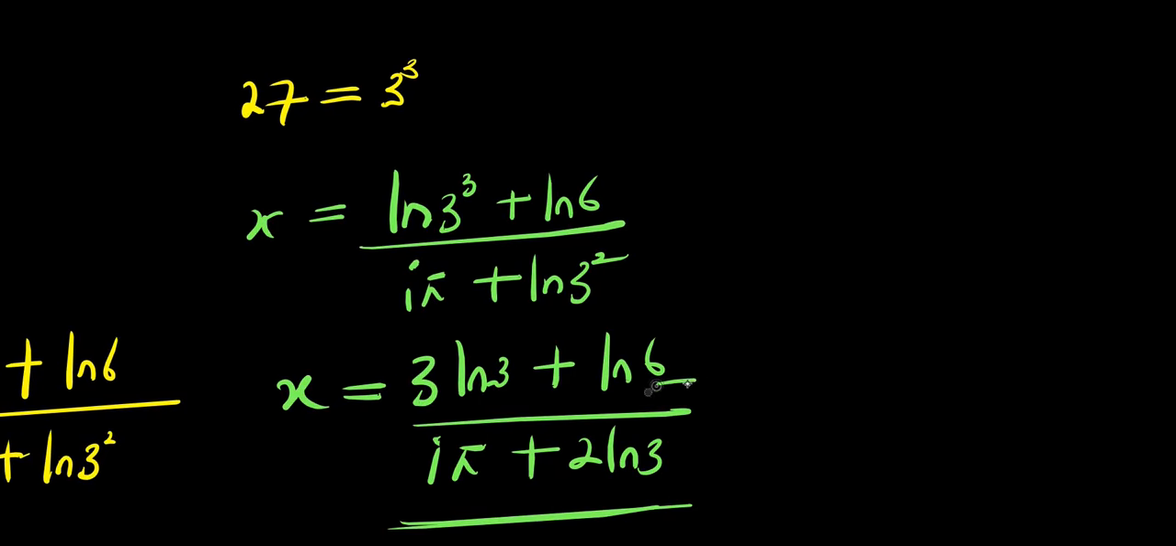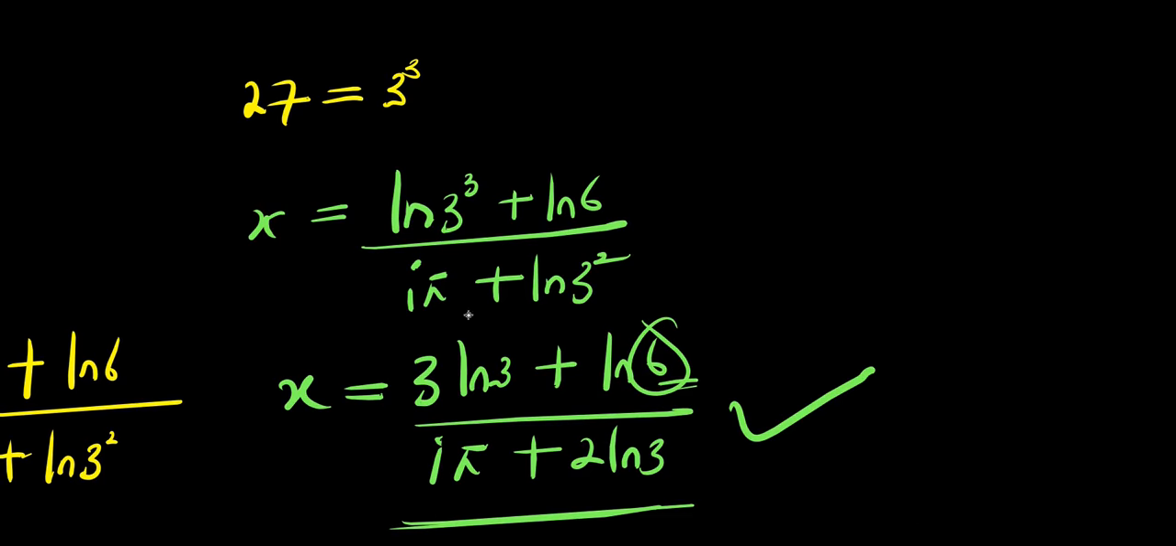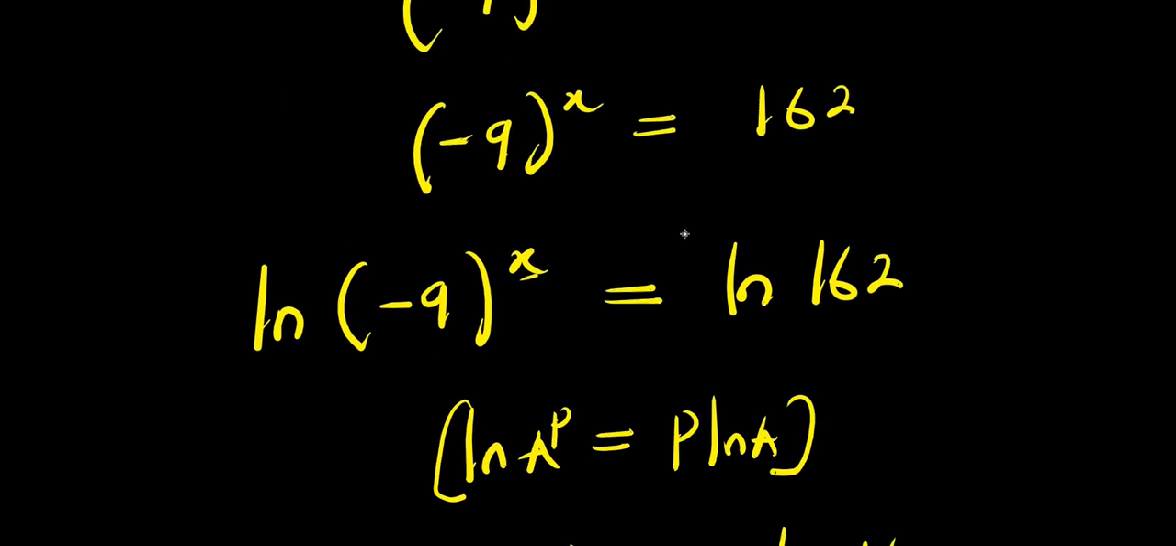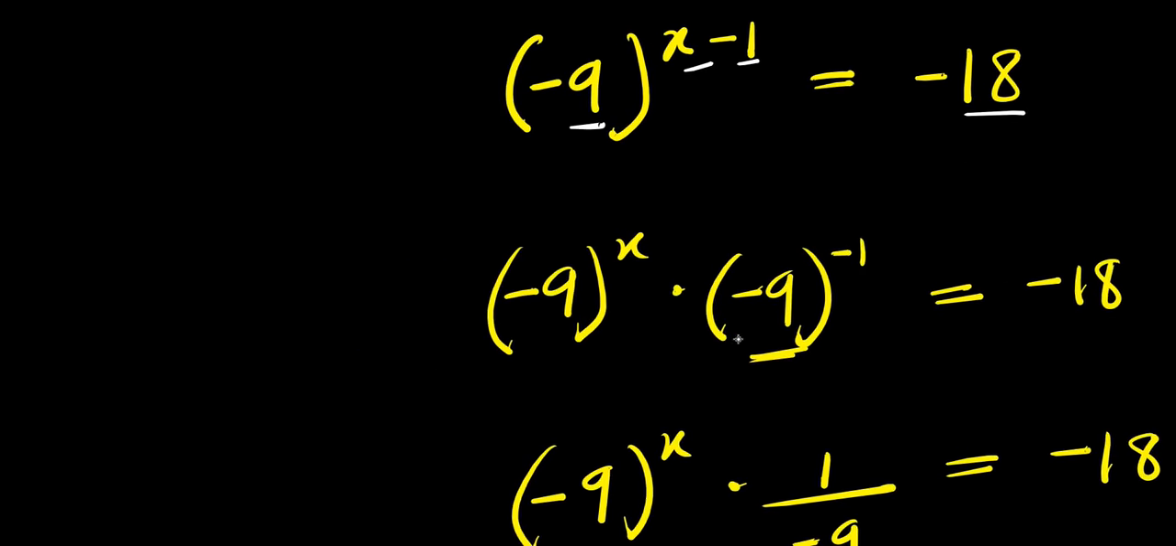Now this natural log of 6, if you want, you can express it as natural log of 3 times 2, which is the same thing as natural log of 3 plus natural log of 2. So let's do that if you want, but you can as well leave it this way. So we can stop it this way. Now, let's do this using another method.